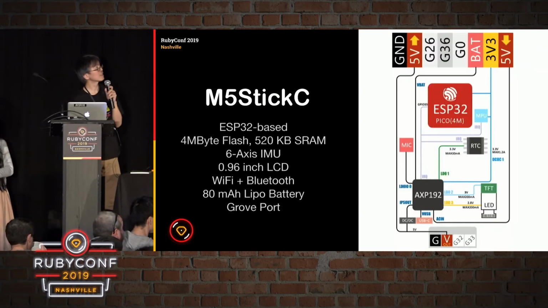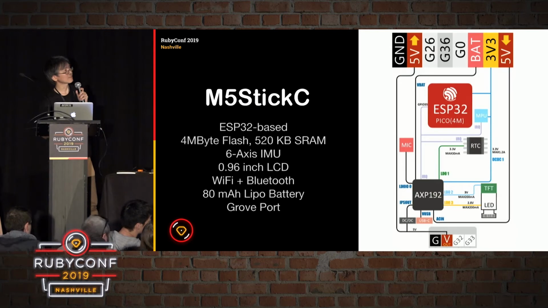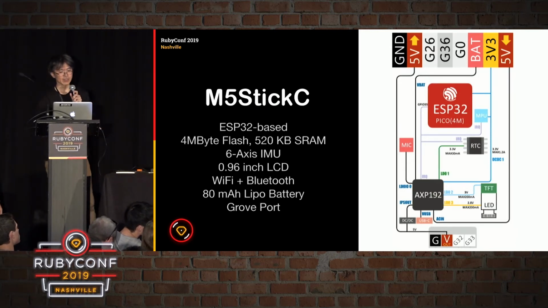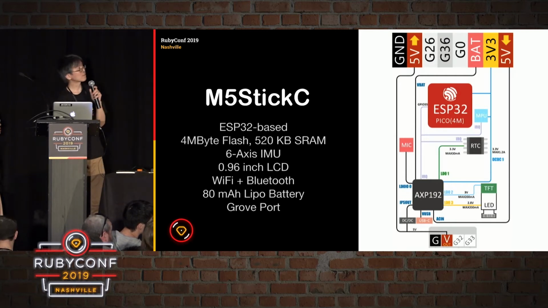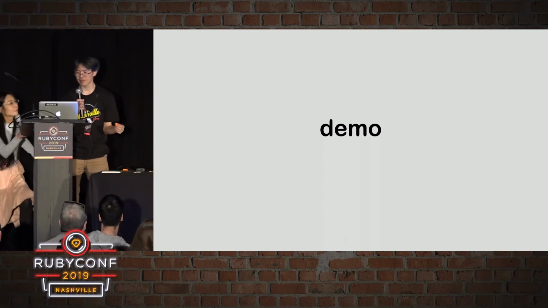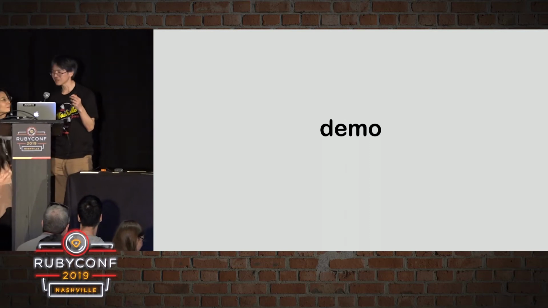The M5-Stack-C diagram looks like this, right side. And you can add extra sensors and or actuators with the board. We already installed mruby and a sample Ruby program on it. Let's show the demo.